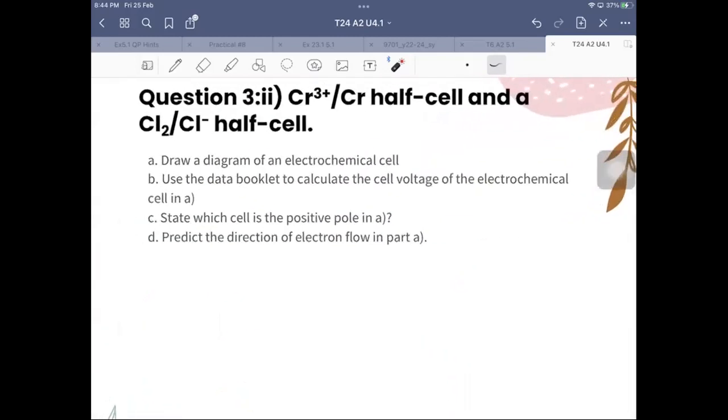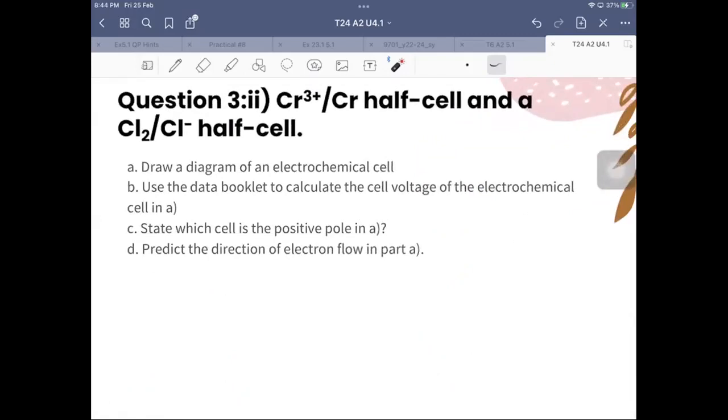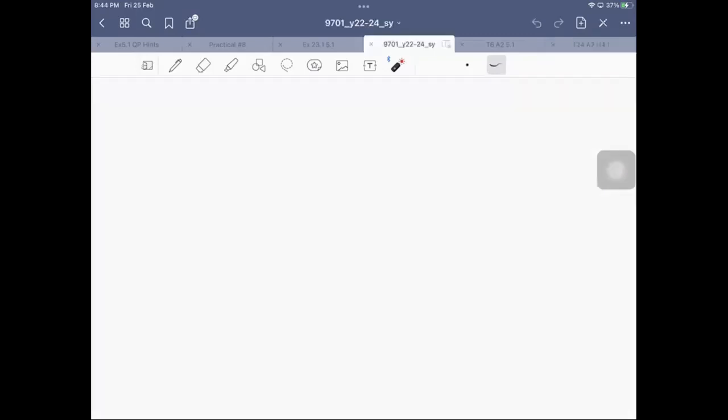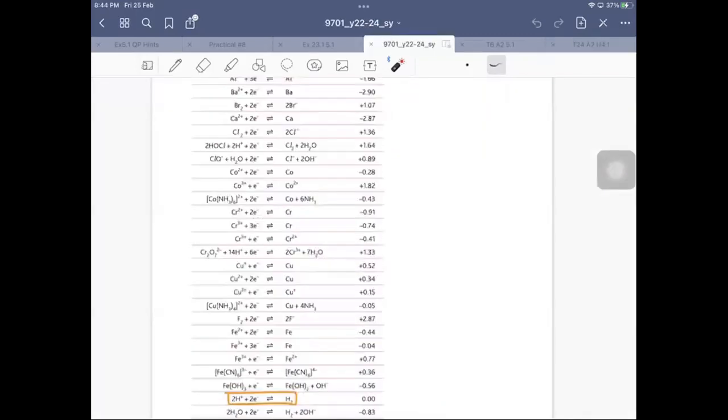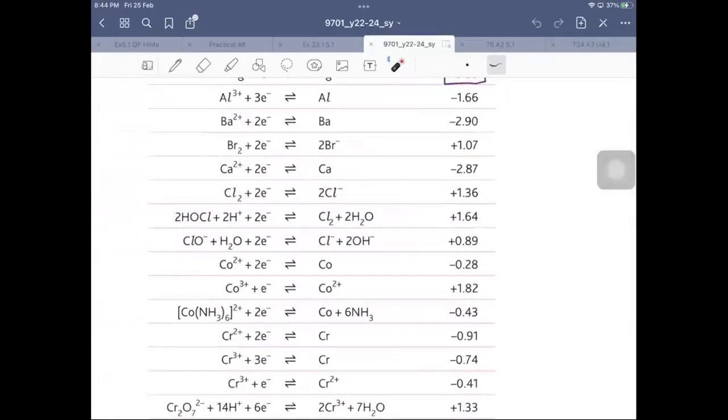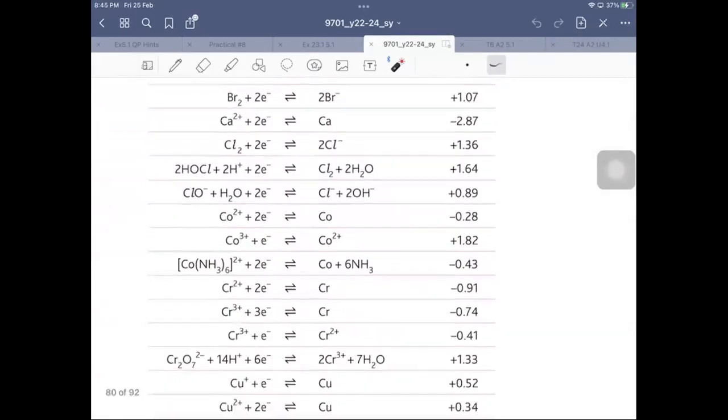All right, part 2 of question 3, we are going to look at the chromium 3+ chromium half cell and a chlorine chloride half cell. So first things first is to look at their standard electrode potential value. Chromium should be at C, and we want the chromium, what was it again? Sorry. Chromium 3+ and chromium.